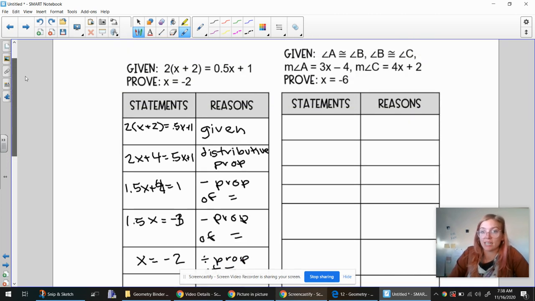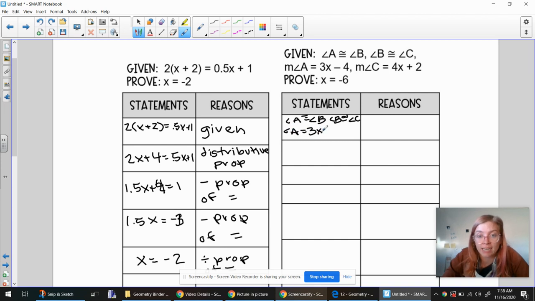Okay, in our last example, we have all this given information. So we're going to break it up a little bit. We are going to take angle A is congruent to angle B. Angle B is congruent to angle C. And then we know that angle A equals 3x minus 4, and angle C equals 4x plus 2. That is all of our given. So let's just focus on those first two statements.